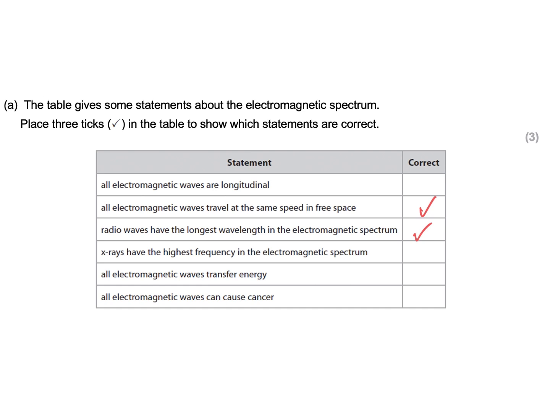All electromagnetic waves transfer energy. This is true. And all electromagnetic waves cause cancer. This is not true. That is only the ionizing ones, so UV, X-rays, and gamma.